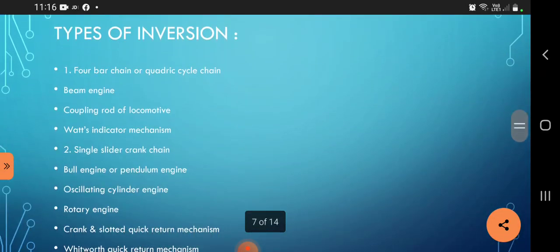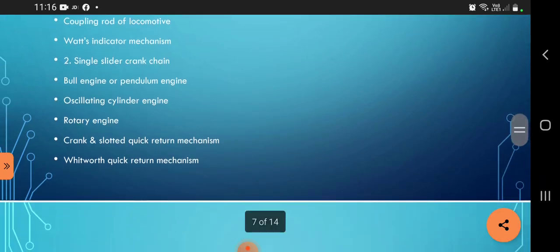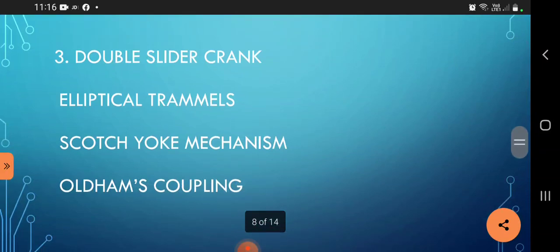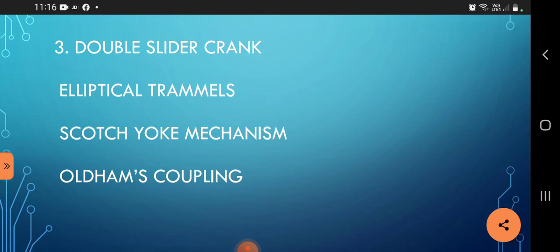Types of inversion: first one, the 4-bar chain. In the 4-bar chain: beam engine, coupling rod of locomotive, Watt's indicator mechanism. The second is the single slider crank chain. In the single slider crank chain: bull engine, oscillating cylinder engine, rotary engine, crank and slotted lever quick return mechanism, and Whitworth quick return mechanism. And the third one is the double slider crank chain. In this: elliptical trammels, Scotch yoke mechanism and Oldham's coupling.